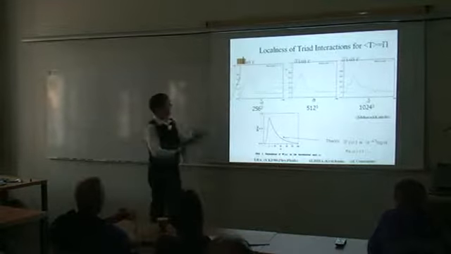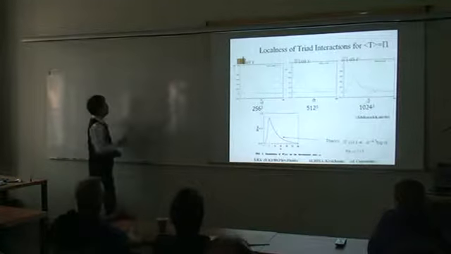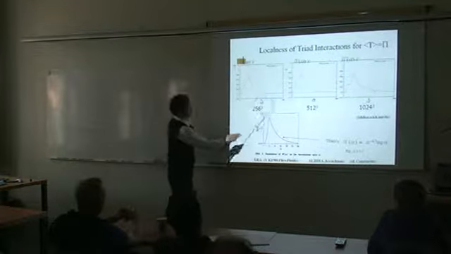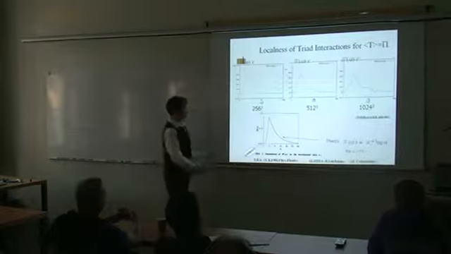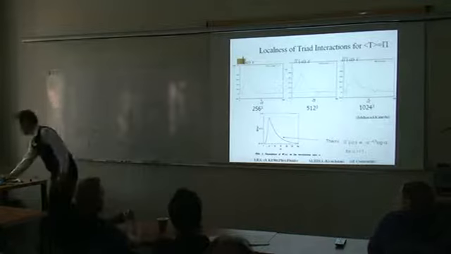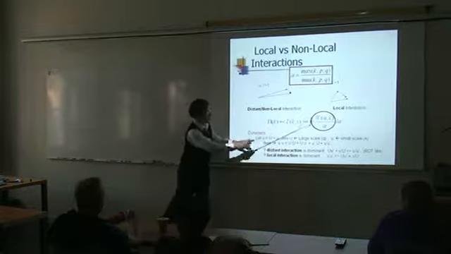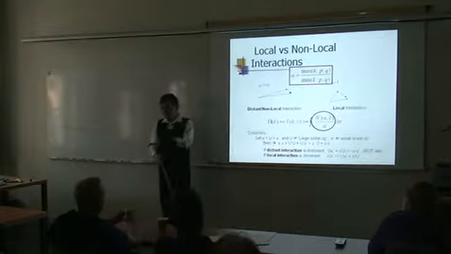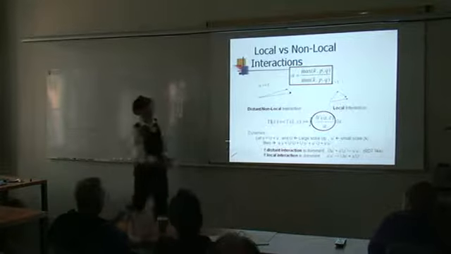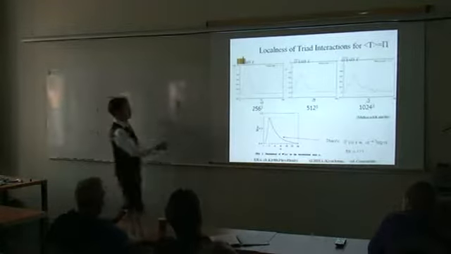We measured long ago the localness, that is, which is dominant, this one or this distance. By this measurement, this is DNS data, and this is a prediction by some closure. And the integral, this one, is shown to be convergent, that this interaction decreases sufficiently fast with the increase of alpha. So the dominant contribution to this transfer comes from alpha approximately 2.